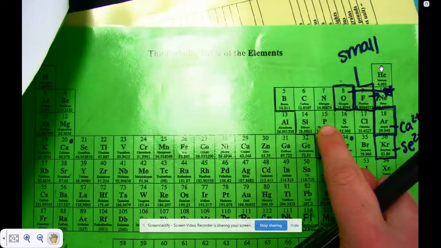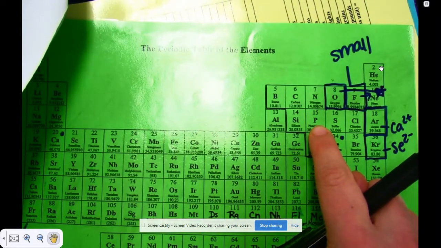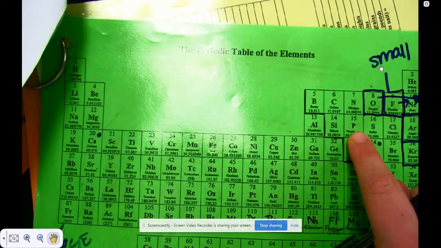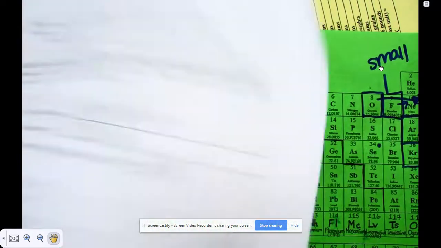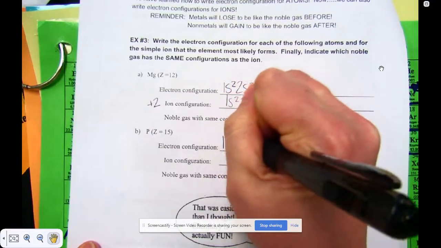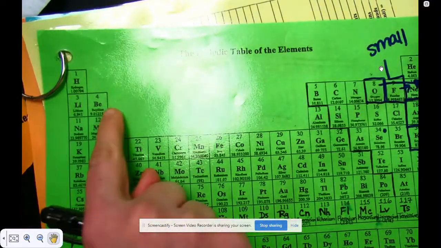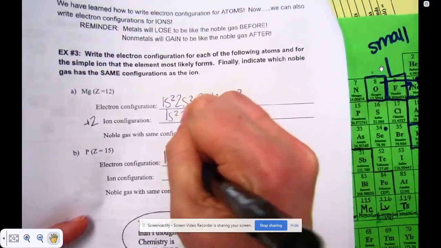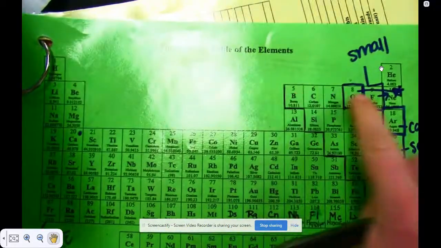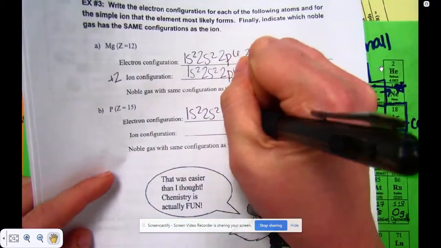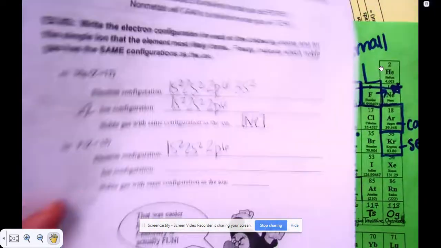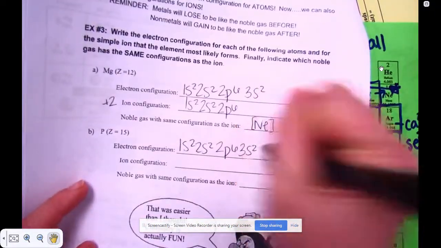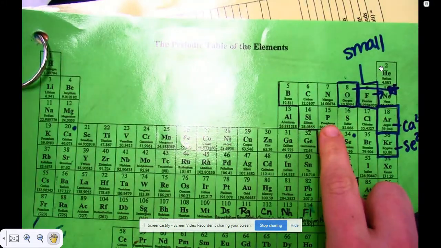All right, phosphorus is next. Phosphorus is right here. All right, so phosphorus ordinarily has 15 electrons, so we have to go through our electron configuration until we get to 15. So it starts off 1s2, 2s2, 2p6, 3s2, and then 3p3.